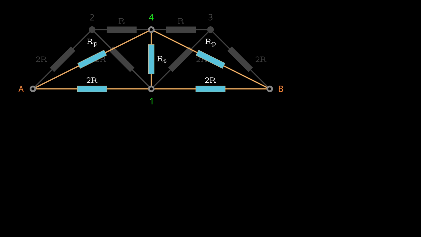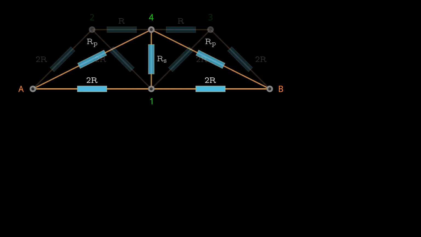Thanks to the symmetry, resistor R sub P is identical on both sides, while R sub S is common to both. If you look closely at this arrangement, you'll notice that it follows the classic setup of a Wheatstone bridge. In a Wheatstone bridge configuration, when the resistor ratios are equal, as they are in this setup, the voltage difference across R sub S becomes 0. This means the voltage at node 1 is the same as at node 4. I hope this explanation is clear, but if not, feel free to share your thoughts in the comments.